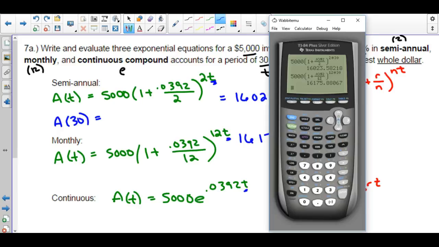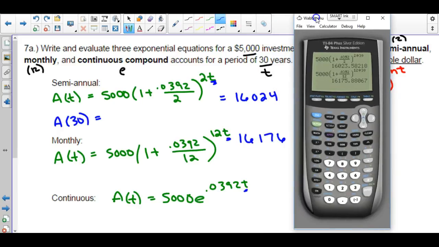And then the last one, we're going to be using e for this. So I'm going to type in 5,000 and then press second and then the ln. And there's my e, and 0.0392 times 30. And that one is 16,207.